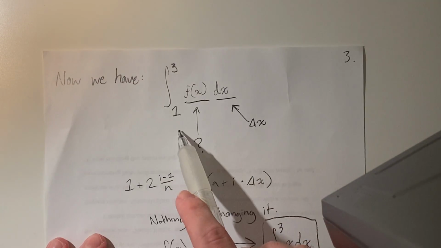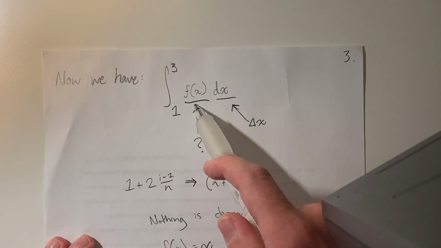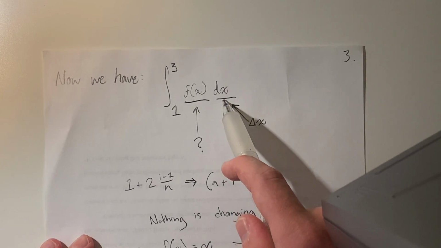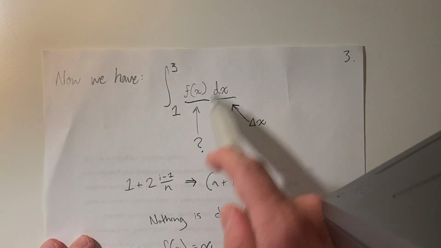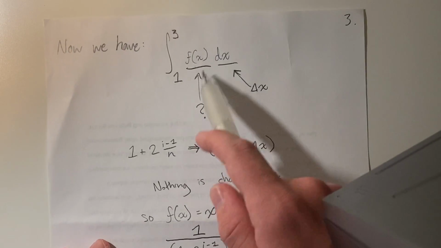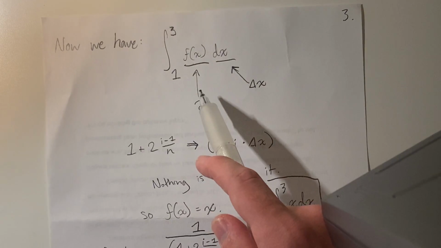So now we have this. We want to find what is f of x. And the delta x that we have from earlier just changes into the dx. dx, delta x, they're kind of the same thing. But we want to figure out this f of x. And that was the part that always confused us.